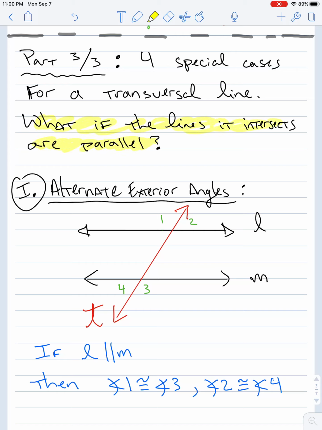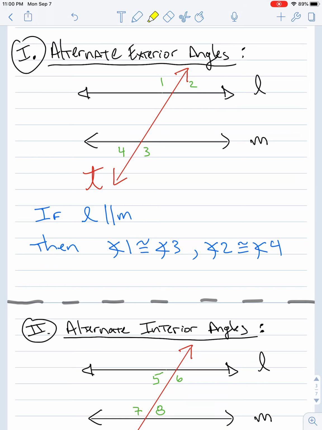Let's take a look at the first of these 4 scenarios. We call this alternate exterior angles. You can see that line L and M are going to be parallel. So I'm going to use the parallel symbol, which looks like this. You draw a little triangle on top of the line and you shade it in. Again, what does this symbol represent? This symbol represents the symbol for parallel lines. All right, so line L and M are parallel.